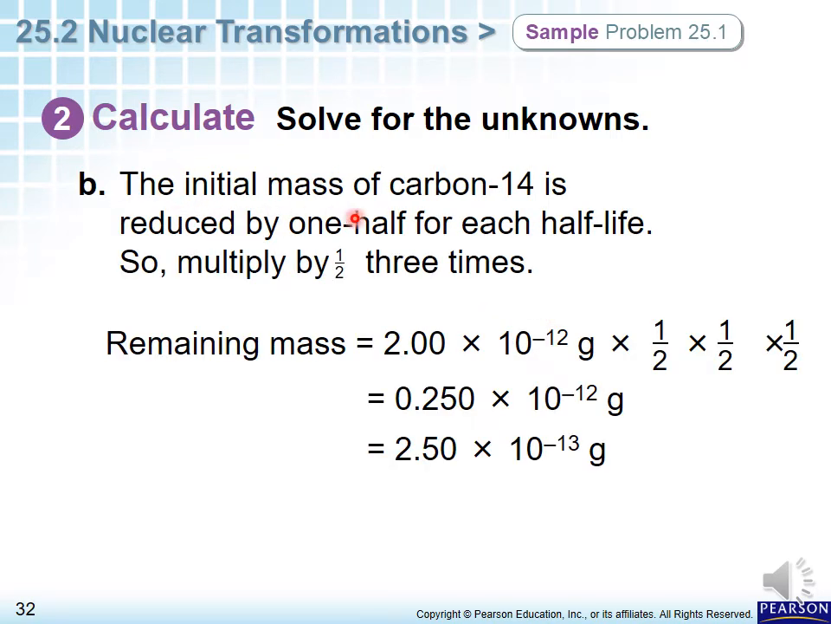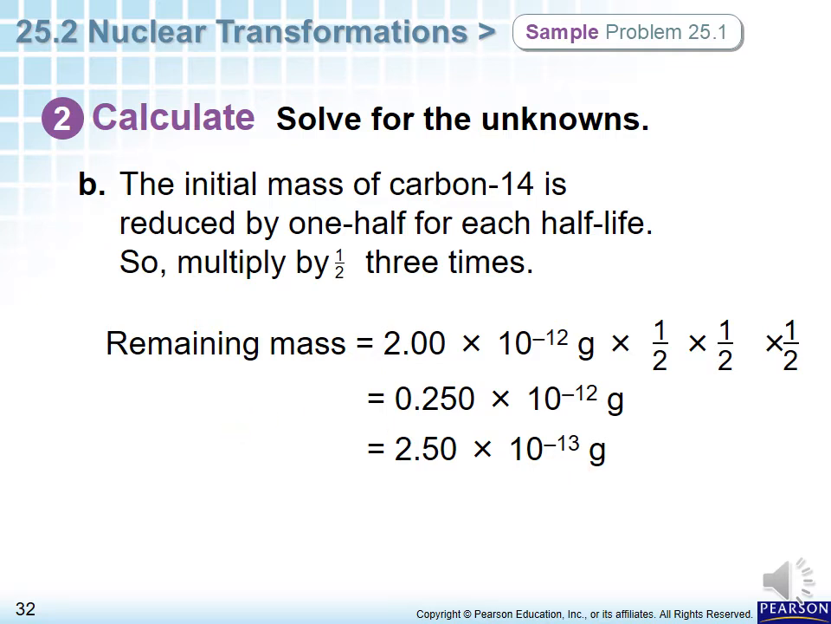Now for the initial mass, carbon is reduced by 1/2 for each half-life, so multiply by half 3 times, because we needed 3 half-lives. So 2.00 times 10 power negative 12 times half times half times half. It gave you 0.25 times 10 power negative 12, and with the correct significant figures, it gave you 2.50 times 10 power negative 13 gram. This is called the remaining mass.